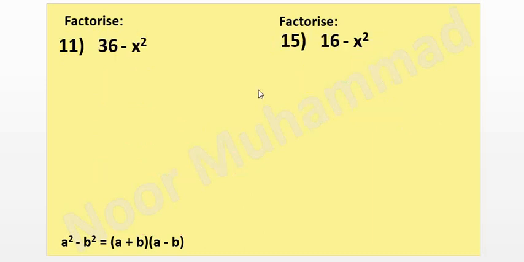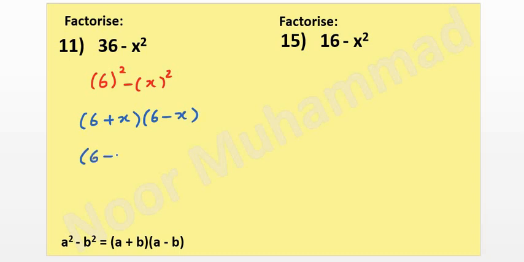Okay, let's solve some more questions now. Now this one is the square of what? This one is the square of 6. So write this 36 as the square of 6 and then we have x squared. Now how will we write the answer? We will write 6 plus x and then 6 minus x, or you can write 6 minus x first and then 6 plus x.